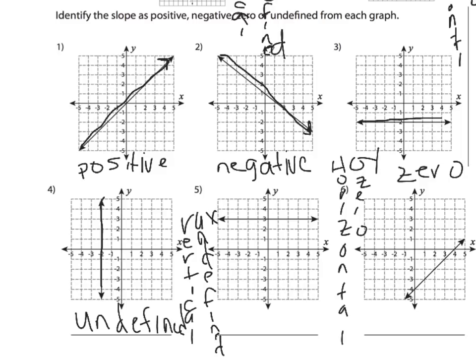Example number 5, you have a horizontal line. As we said before, you can use HOI, horizontal 0. So your slope is 0. Example number 6, if you go left to right, the line is getting bigger. So your slope would be positive. Now turn the page, pause the video, and try problems 7 through 9 on your own.